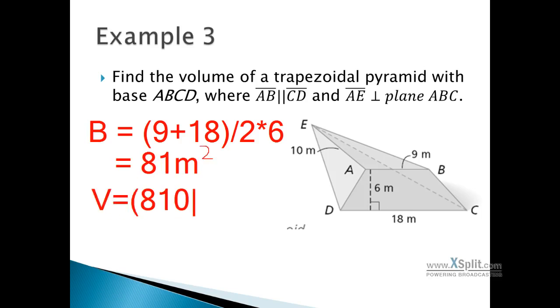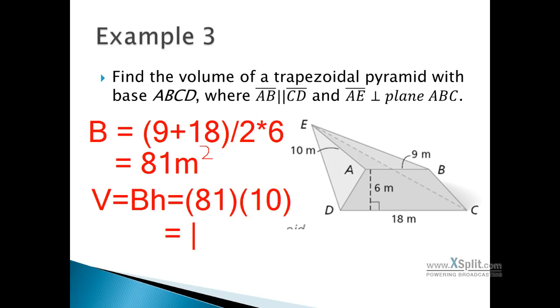Volume now is going to be our base area times our height, which is going to be that 81 multiplied by the 10. Anything multiplied by 10 is just going to be moving the decimal point over one place. So we'd say that's 810 meters cubed for our volume of this shape.